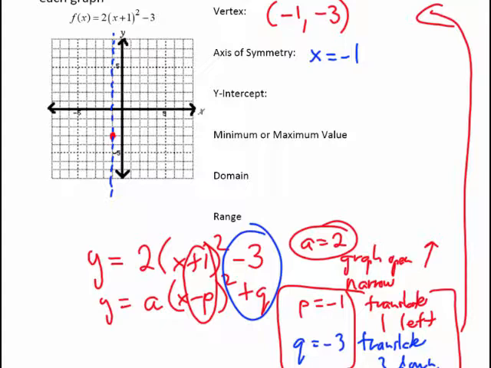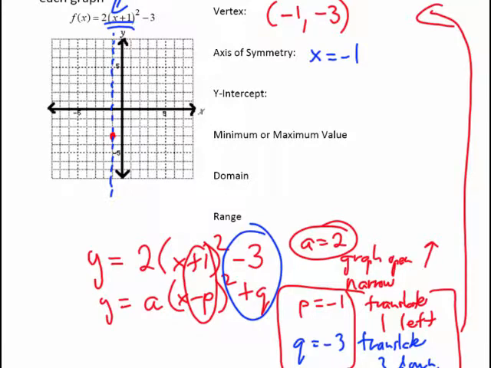Now we want points of accuracy. We know the graph opens up. We know it's narrower than normal. So what I like to do is just take a value of x 1 or 2 units over from the vertex. So from -1, I'm going to go over to x equals 0. And I'm going to plug x equals 0 into the equation.